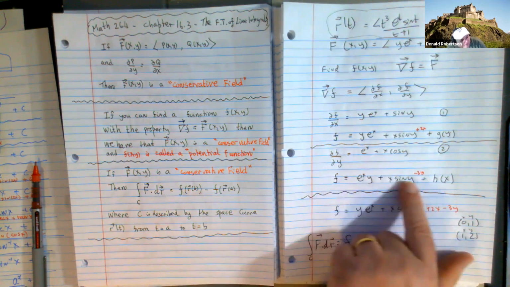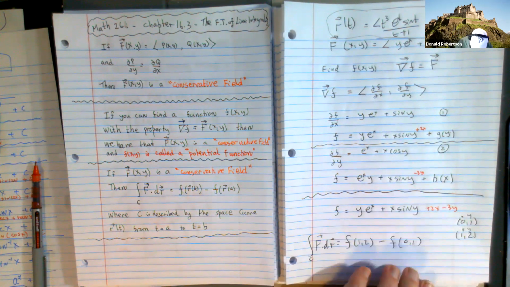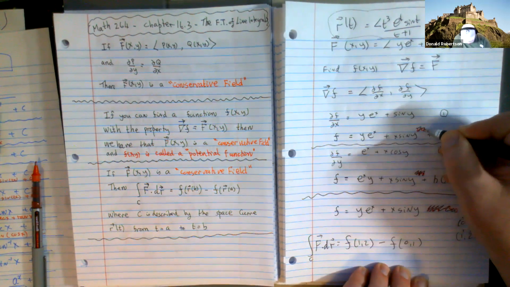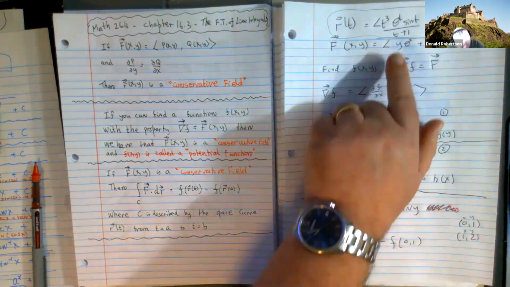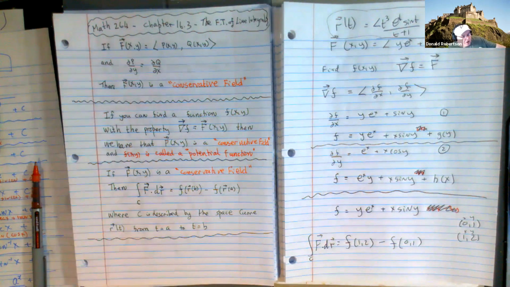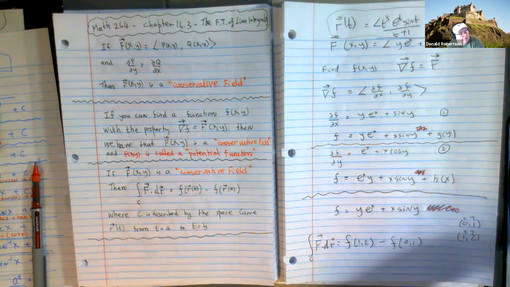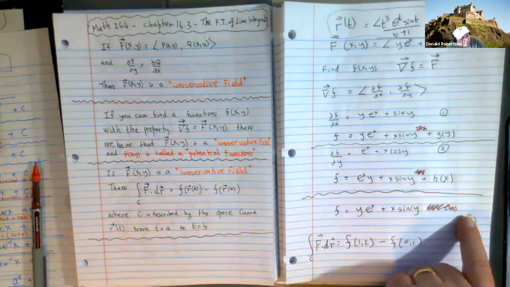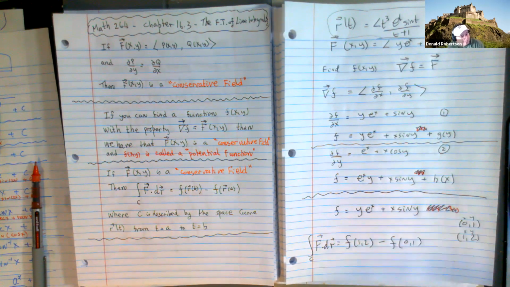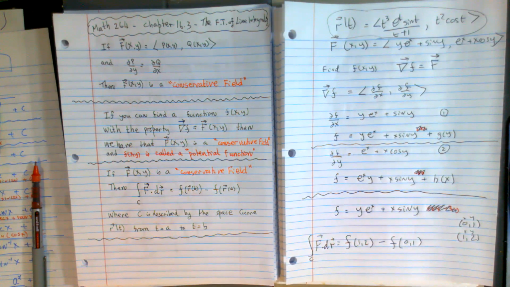But if I can find its potential function, let's get these guys out of the way because they're distracting me now. Then all I need to know is, where does this space curve start? At t equals 1, what's the x and y coordinate? Where does this space curve finish? At t equals 10, what's the x and y coordinate? That's what these would be. And then end, take away start, you're done. Does that make sense? Yeah, it's pretty nifty.